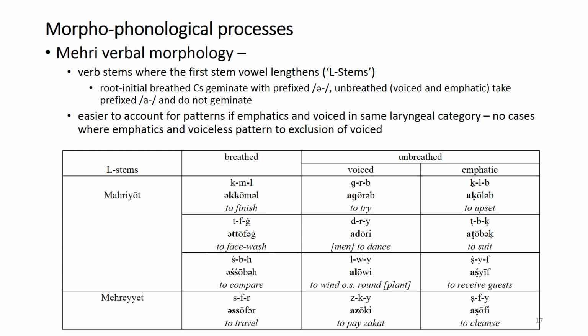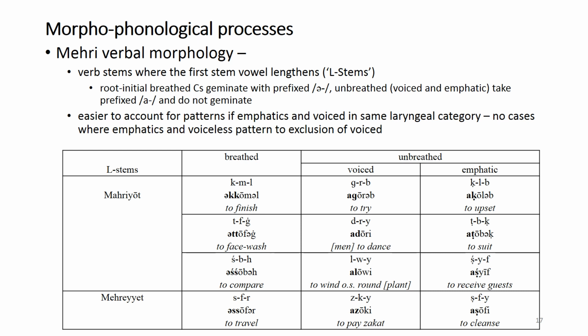But if the first root consonant is either voiced or emphatic, it doesn't geminate and it takes a low short vowel prefix. So the first one there has a g, agoreb, and the emphatic one has an emphatic velar, akoleb. So there's no gemination of those consonants, but there is a gemination for the voiceless one.